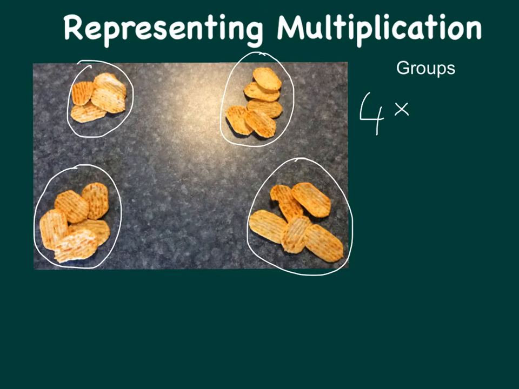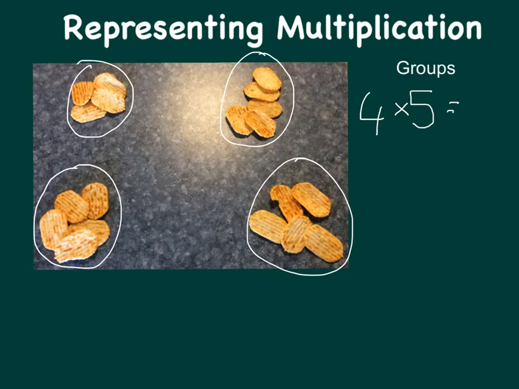Now we only need to count one group because we know that all groups are the same, don't we? So there are 5 crackers in each group. So that equation is telling us we have 4 groups. This number here is telling us how many groups. So we have 1, 2, 3, 4. And this magic X is telling us how many are in each group. And there are 5 in each group, aren't there?